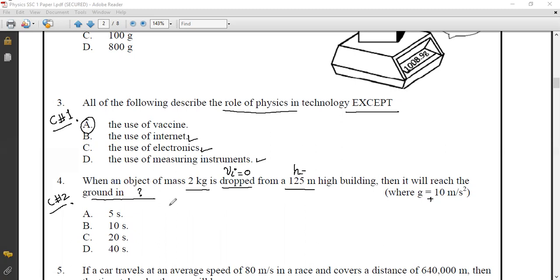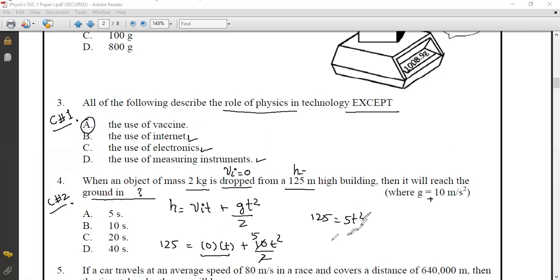So let's apply the equation of motion, that is the second equation of free fall motion, h = vi t + g t square over 2. By substituting the values, height we have is 125, initial velocity is 0 multiplied by time, plus value of g, 10, t square over 2. This will become 0, and this 2 and 10 will cancel out. So we will have 125 is equal to 5 t square. So t square will be equal to 25. So finally our t will be equal to 5 seconds. So we have the correct option, that is option A, 5 seconds.